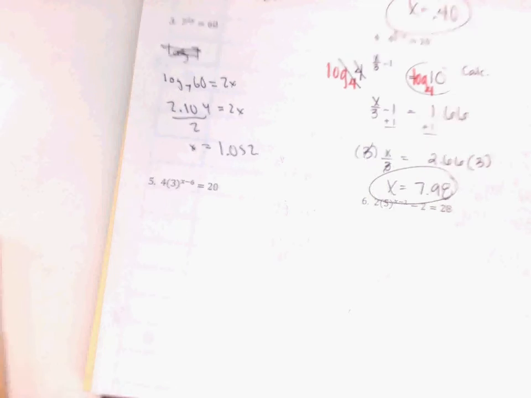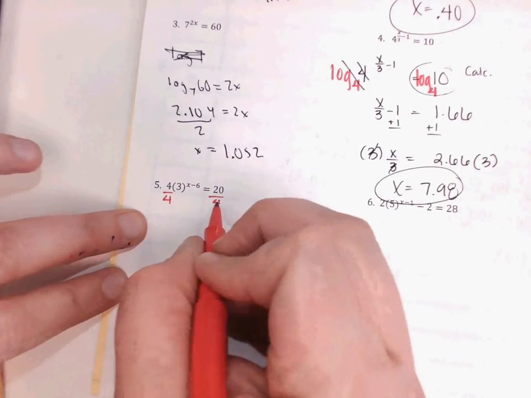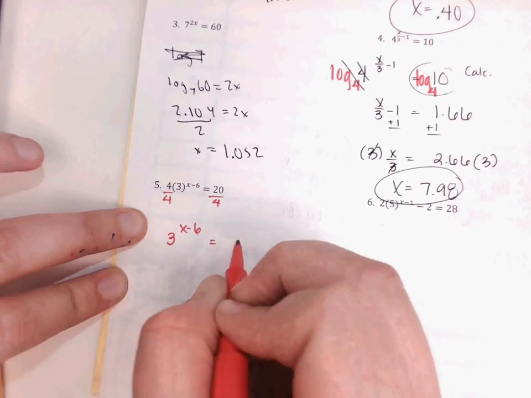Yes. So you see the 4 times 3, so you're gonna multiply as 12. That's divide by 4. You can't times the 4 into the 3 because it makes the base. So divide by 4 on both sides to get rid of it. Just divide by 4. What's 20 divided by 4? It's 5. So you just divide by 4 on both sides. That gives me 3 to the x minus 6 is 5.